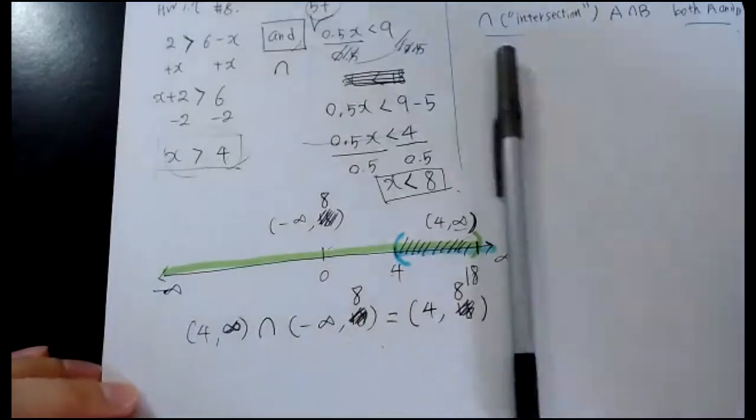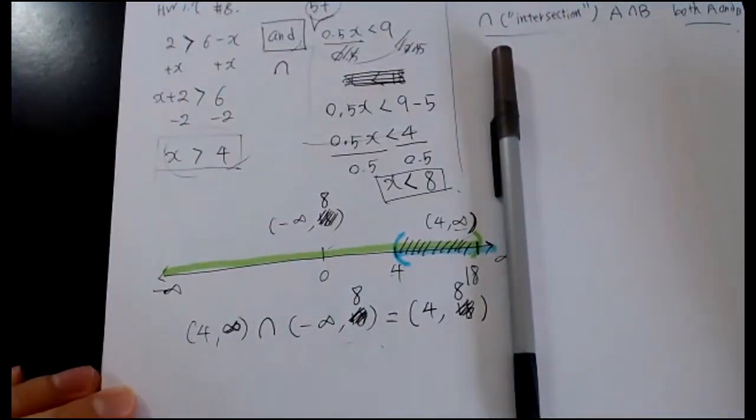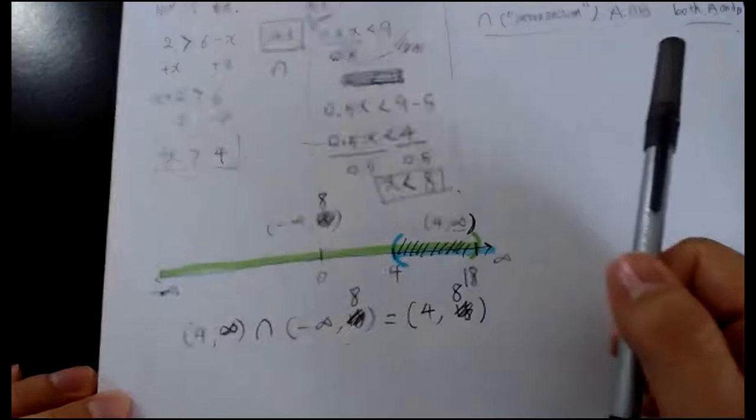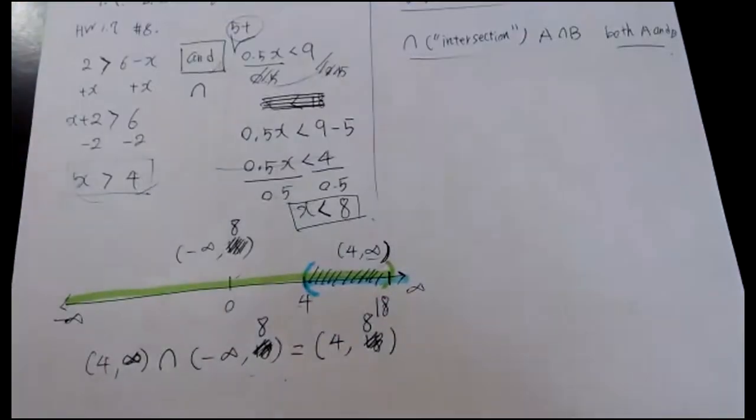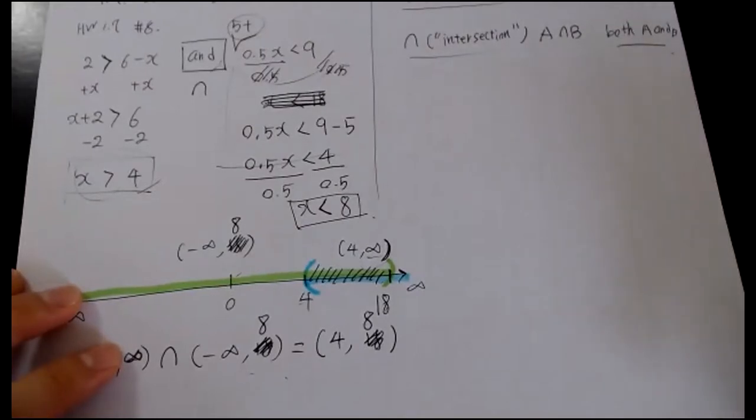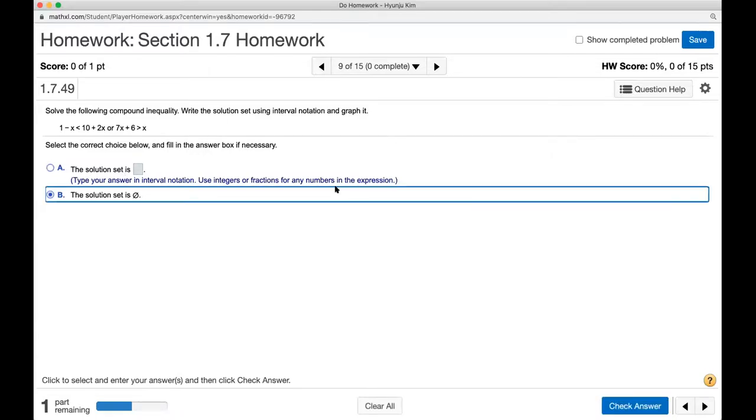Okay, so now the next problem, problem 9. This is also a problem about compound inequality. Let me share the screen. Solve the following compound inequality. Write the solution set using interval notation and graph it. All right. So you see, two linear inequalities are coupled with the connector OR. The connector OR means that we have to find the union of the two solution sets.